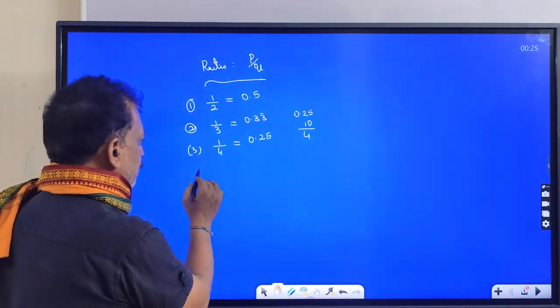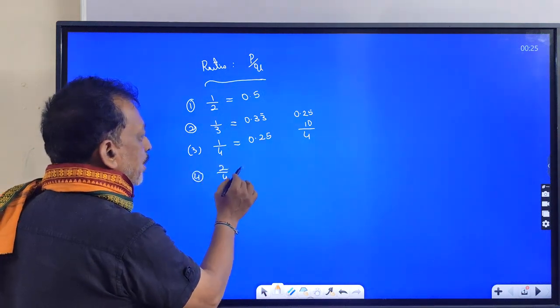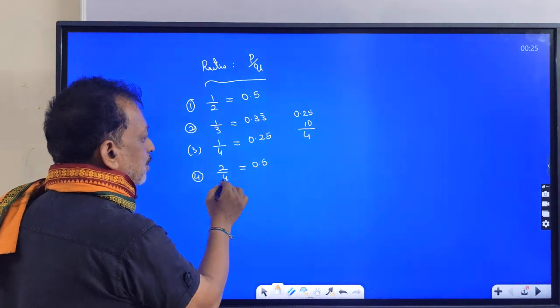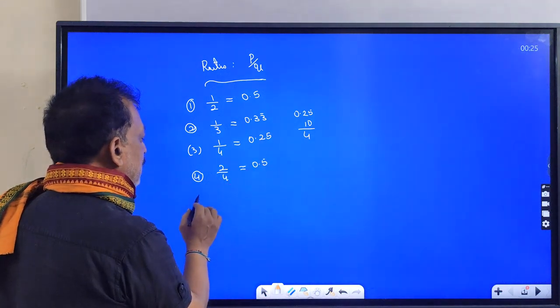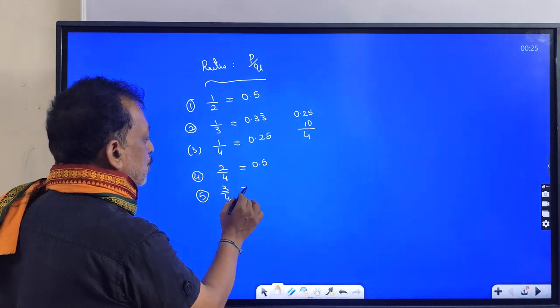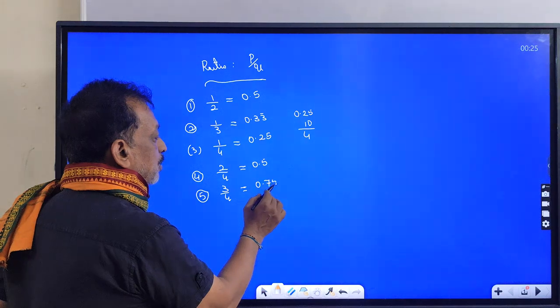Next one, the fourth one, 2 by 4. 2 by 4 is automatically 0.5. So 2 ones are 2, 2 twos are 4. And the fifth one is 3 by 4. 3 by 4 is equal to 0.75.